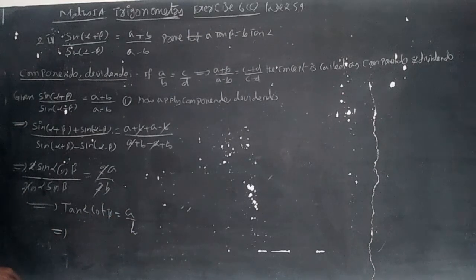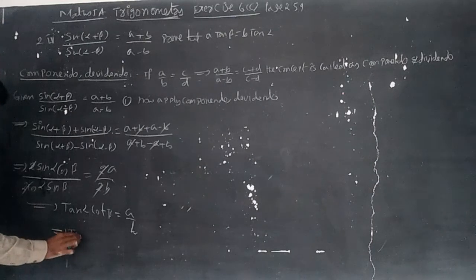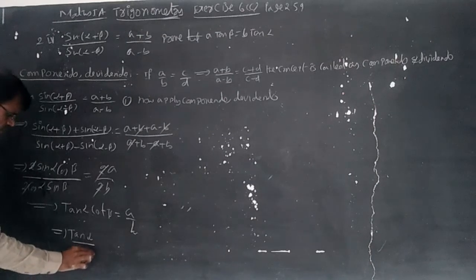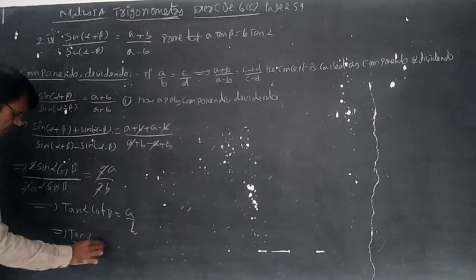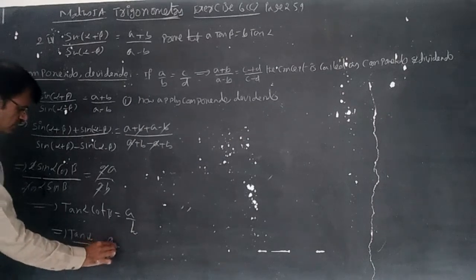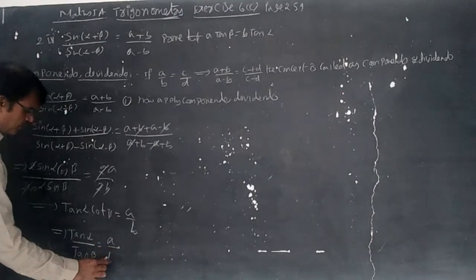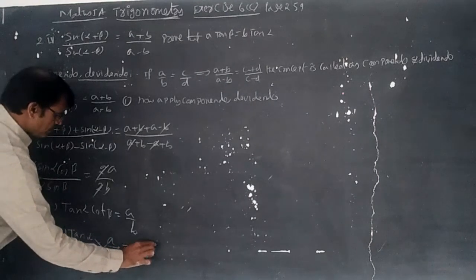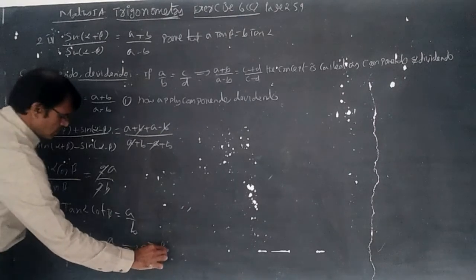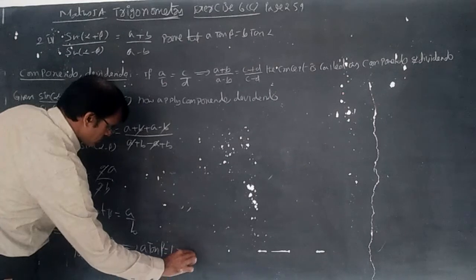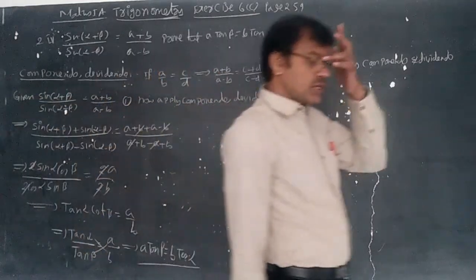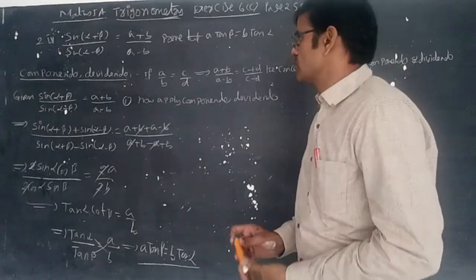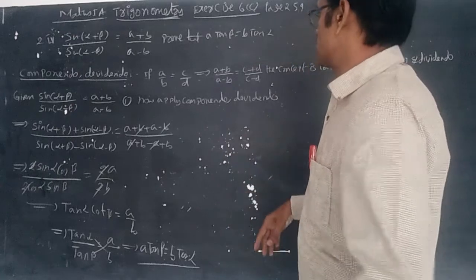That implies we can write tan alpha by tan beta, because cot beta gives the value 1 by tan beta. Tan alpha by tan beta is equal to a by b. Taking cross multiplication, we get a tan beta is equal to b tan alpha. That's all. The same question is there in objective compound angles topic, level 3, first bit. This is the proof of the question.